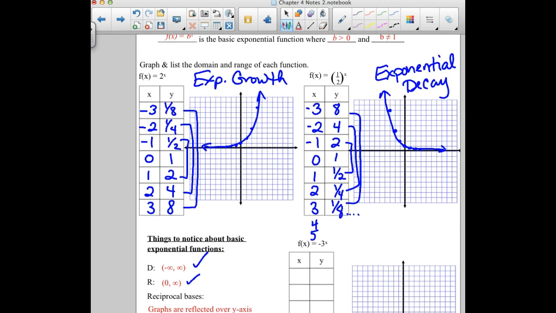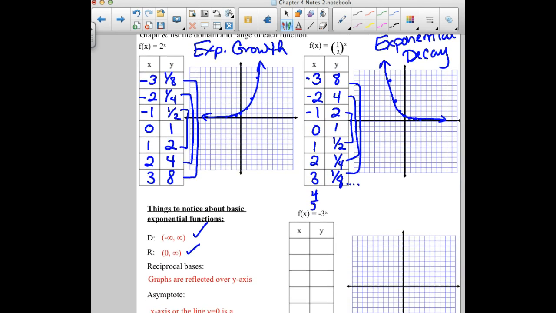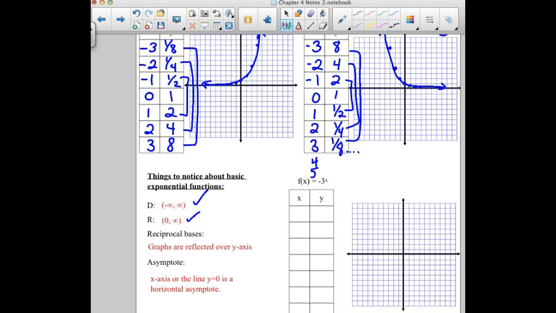Notice our bases here. In our first example, our base was 2 raised to the x power. In our second example, our base was 1/2 raised to the x power. The only difference in our graph is that it's a reflection over the y-axis. So with reciprocal bases, our graphs are just reflected over the y-axis.